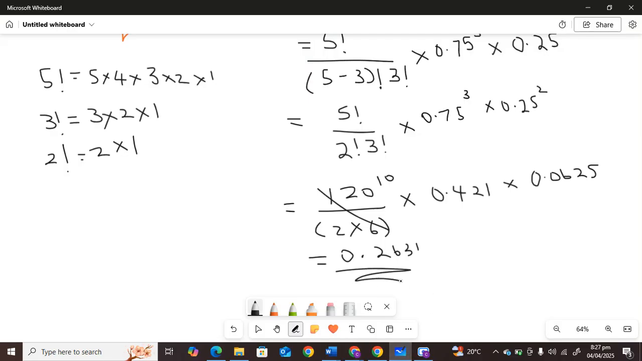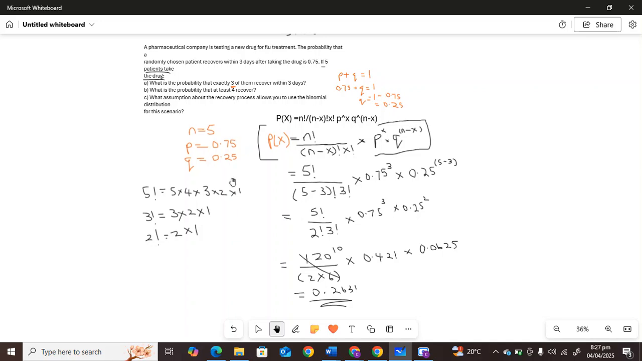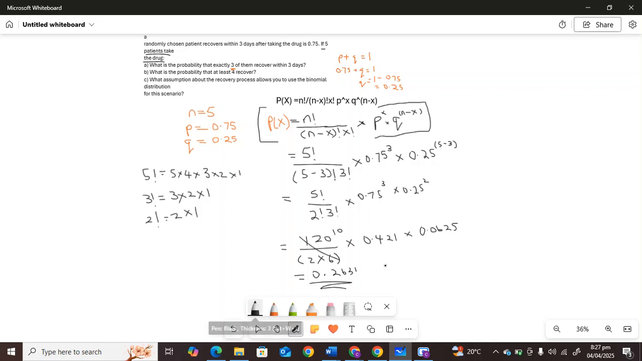Okay, that's the probability that when 3 patients take this medicine, they get cured within 3 days. So it's the same as 26.31%. Any questions?